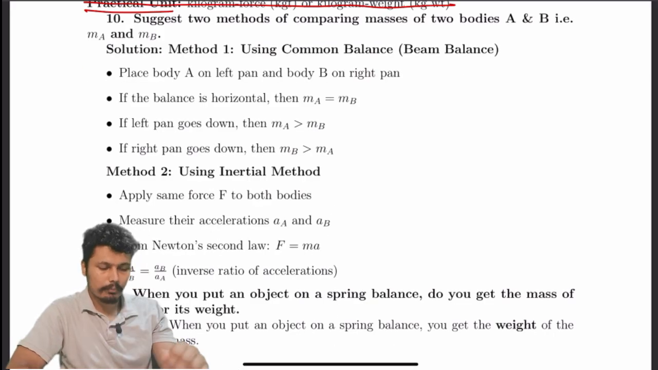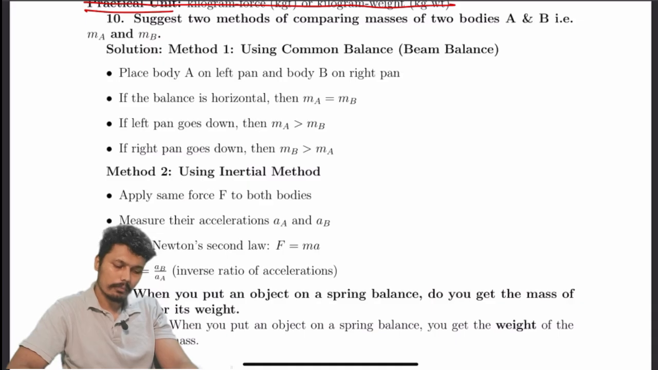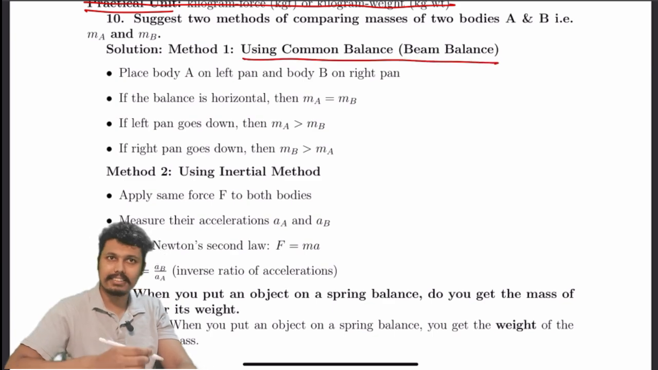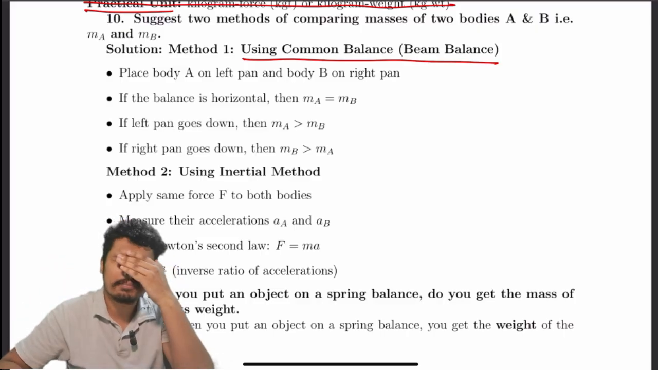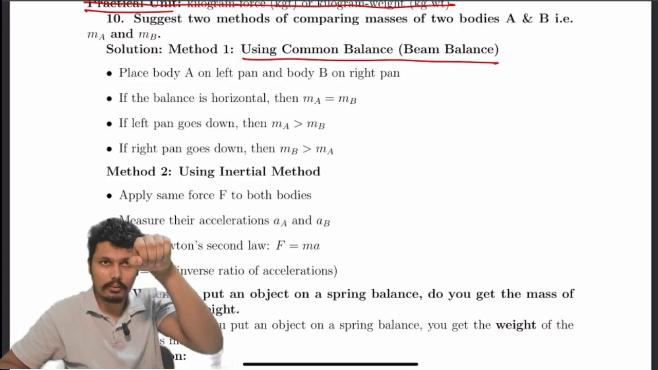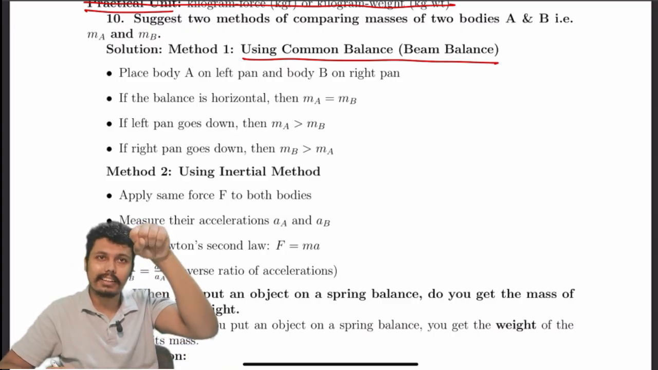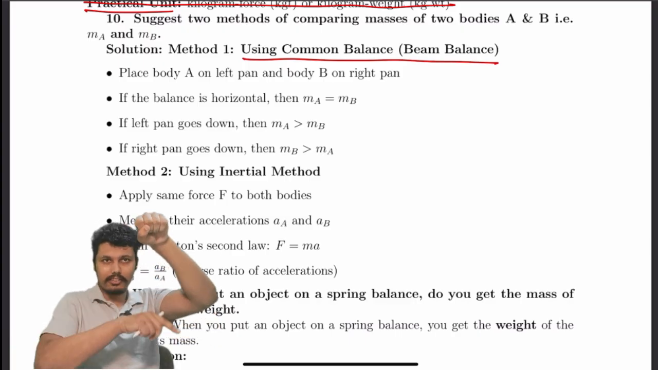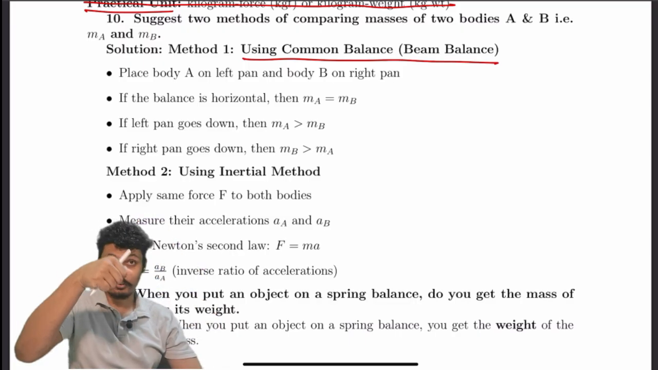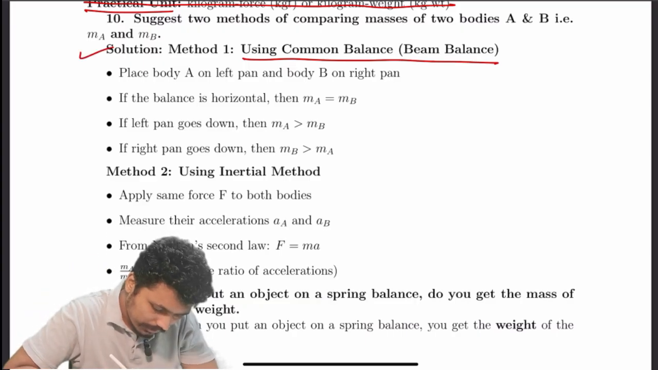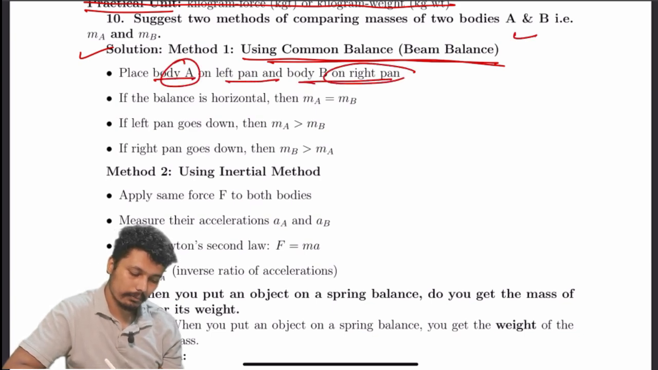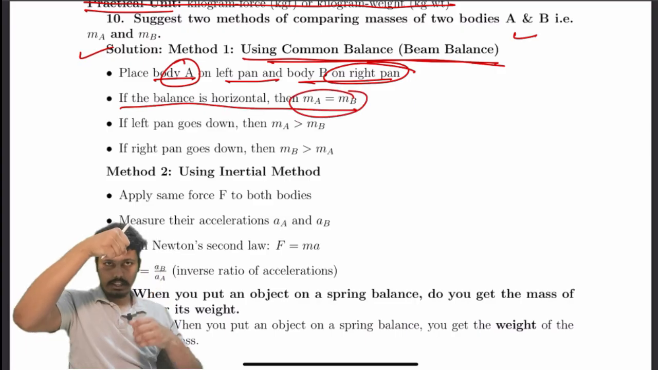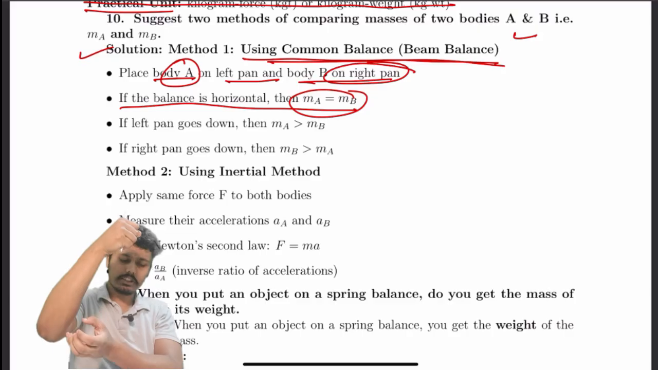Suggest two methods of comparing the mass of two bodies A and B, with masses MA and MB. How can you compare the mass? I can compare mass using a common balance, a beam balance. In the market, when you go for buying sugar and vegetables, the old balance they used to use. Method one, we can use a common balance. Put one object on the left pan and another on the other pan, and see which one is more. You'll say this object is more than this, finish.